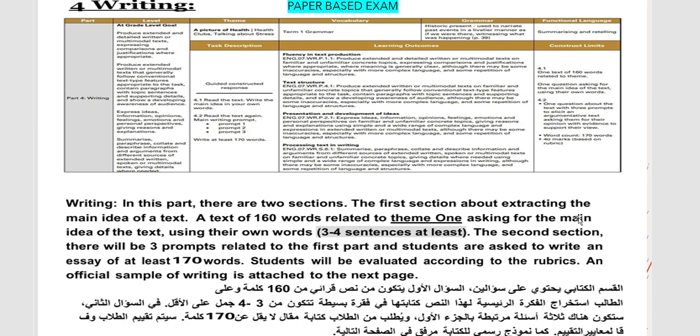For the first question, you will have to write the main idea. You will be given a short text, and you will have to read it and find out the main idea given in the text in 3 to 4 sentences. In the second section of the writing examination, you'll be given 3 prompts, and you will have to write an essay of at least 170 words based on those 3 prompts. The rubrics have also been shared in the detailed explanation of the writing examination. You can refer to that.